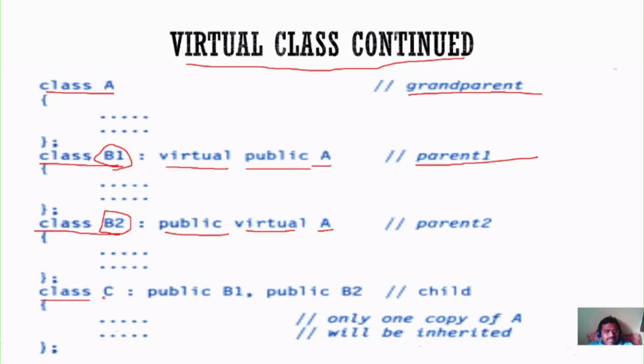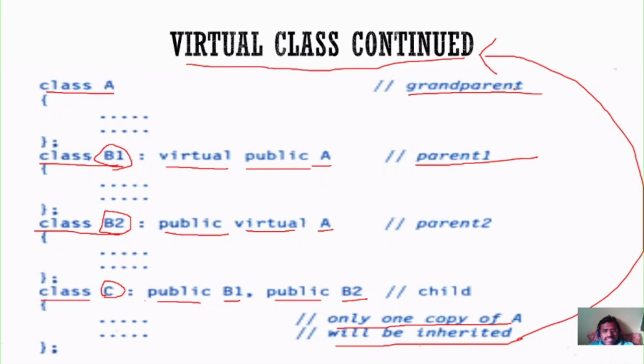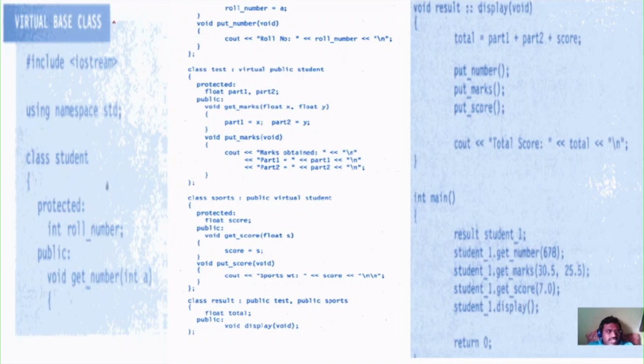Now class C. C is a derived class where it is going to inherit the properties from B1 and B2. Now what type of derivation it is? Public and public. Now B1 and B2, these are the parent 1 and parent 2, which are going to inherit the properties from the grandparent. Now this particular child class C is going to contain only one copy of A inherited. That is what the concept is called a virtual class. So only one copy of the base class will be inherited to the final derived classes by using the keyword virtual.